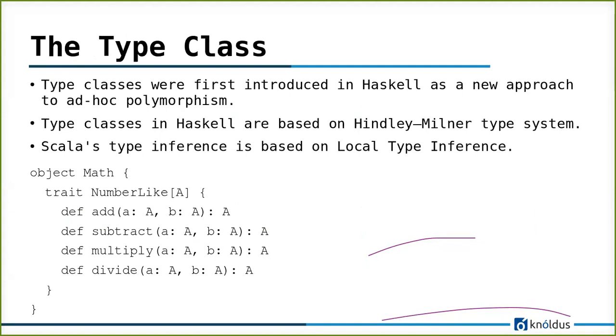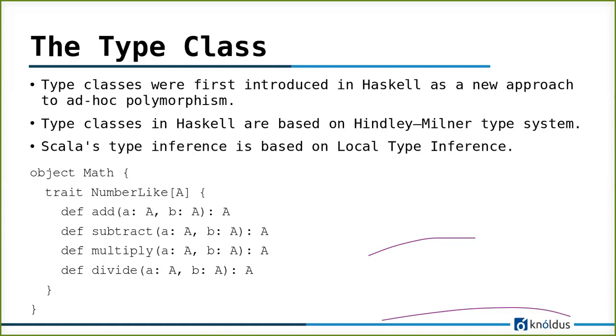Type classes were first introduced in Haskell, as discussed earlier, as a new approach to ad hoc polymorphism. The type classes in Haskell are based on the Hindley-Milner type system. In Scala, this is a bit different from what we had in Haskell. Basically in Scala, we have local type inference. One of the major differences in the type systems is that Scala allows subtyping, whereas Haskell does not provide subtyping.